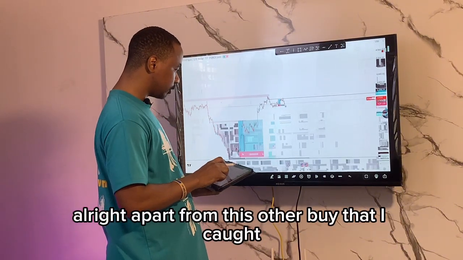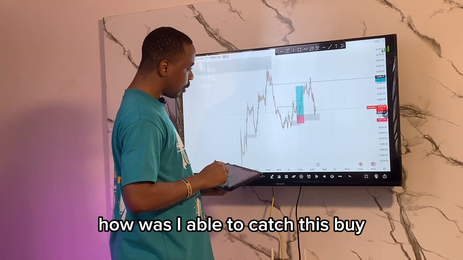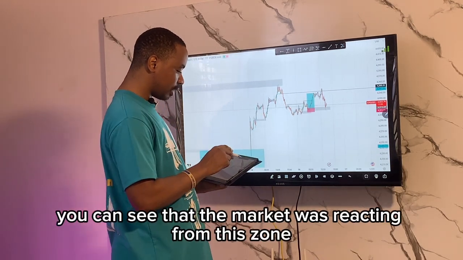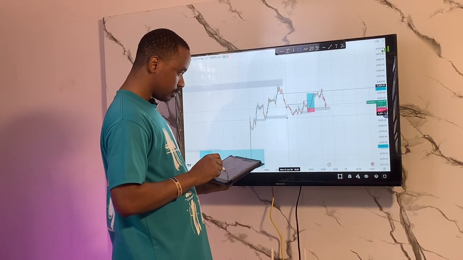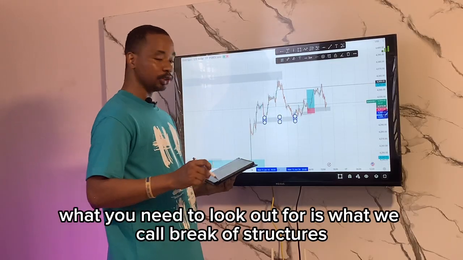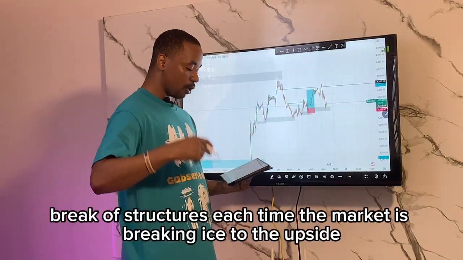All right. Apart from these other buys that I caught, how was I able to catch this buy? You can see that the market was reacting from this particular zone. And as a trader, what you need to look out for is what we call break of structures. All right? Break of structures.